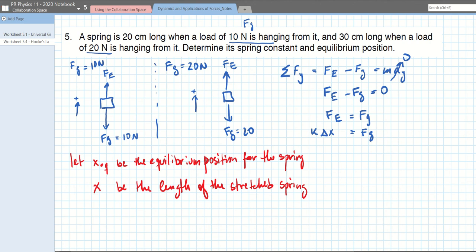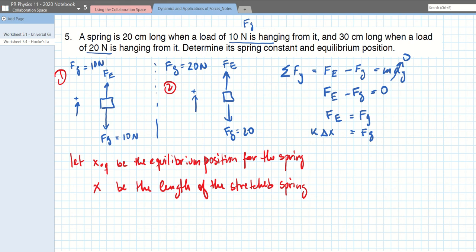So this is our case 1, case 2. In case 1, it will stretch a little less, and it says here 20 centimeters. In case 2, it will stretch more, it'll be 30 centimeters long. So as you can see, it stretches 10 centimeters more in the second case.